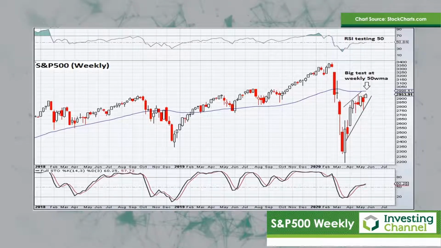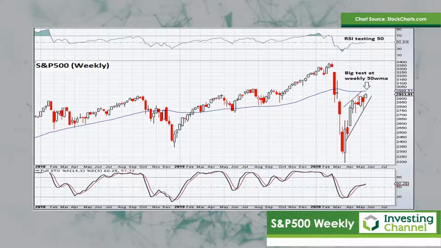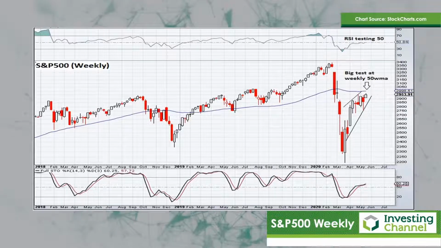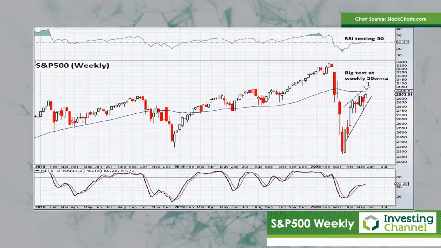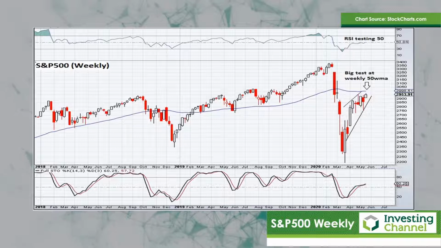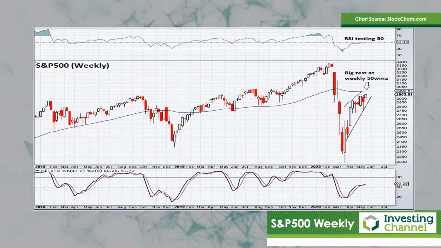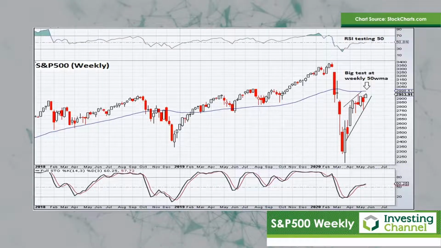But from a technical perspective, you can see the market is now pushing up into the underside of that 50-week moving average. And I always like to view that as an indication of bull market or bear market. If you're below the 50-week moving average, that is typically a bearish environment, and above the 50-week moving average is a bullish environment. So as we sit now, we're right up against that 50-week moving average. The exact level comes in at around 3,000 on the S&P 500. So we're going to watch that very carefully in the week ahead.